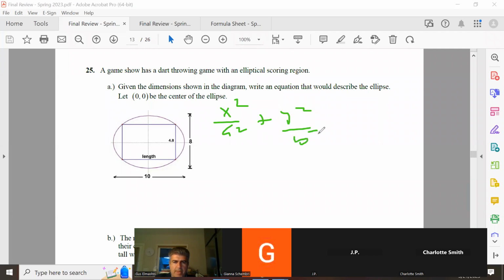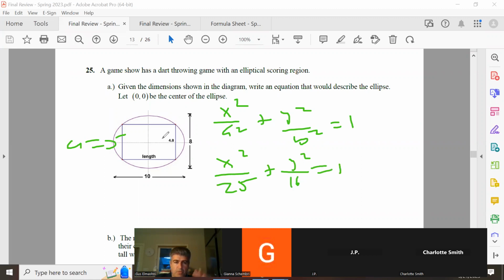And this question is quite vague. It's not going to be this vague on the final, just don't worry about that. But we do see the major axis is 10. So a is 5. And the center is at (0, 0), because you're told that. So it's x squared over 25 plus y squared over 16, because you're going 4 up, 4 down, right? Because your b value is going to be 4. So that should be really easy for part A.